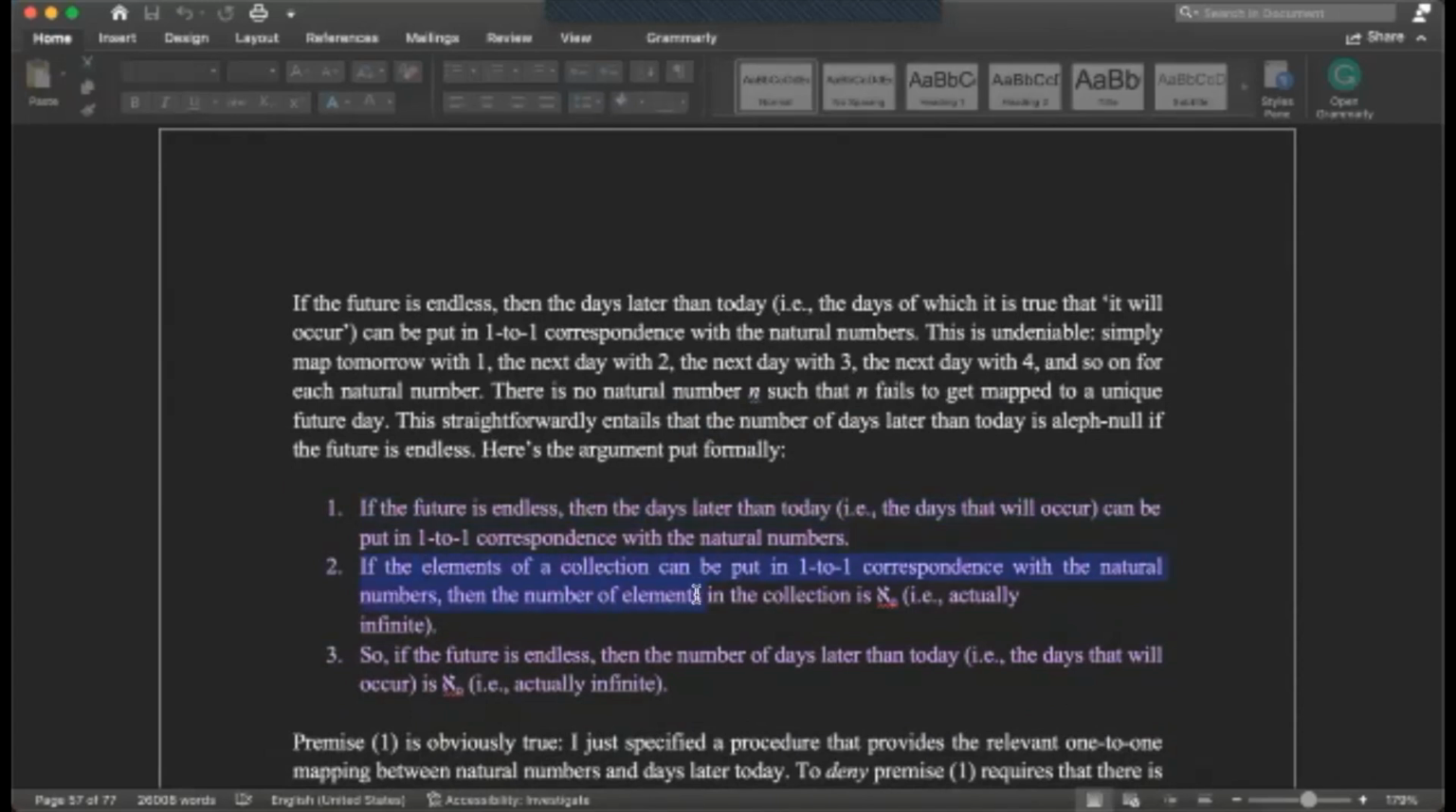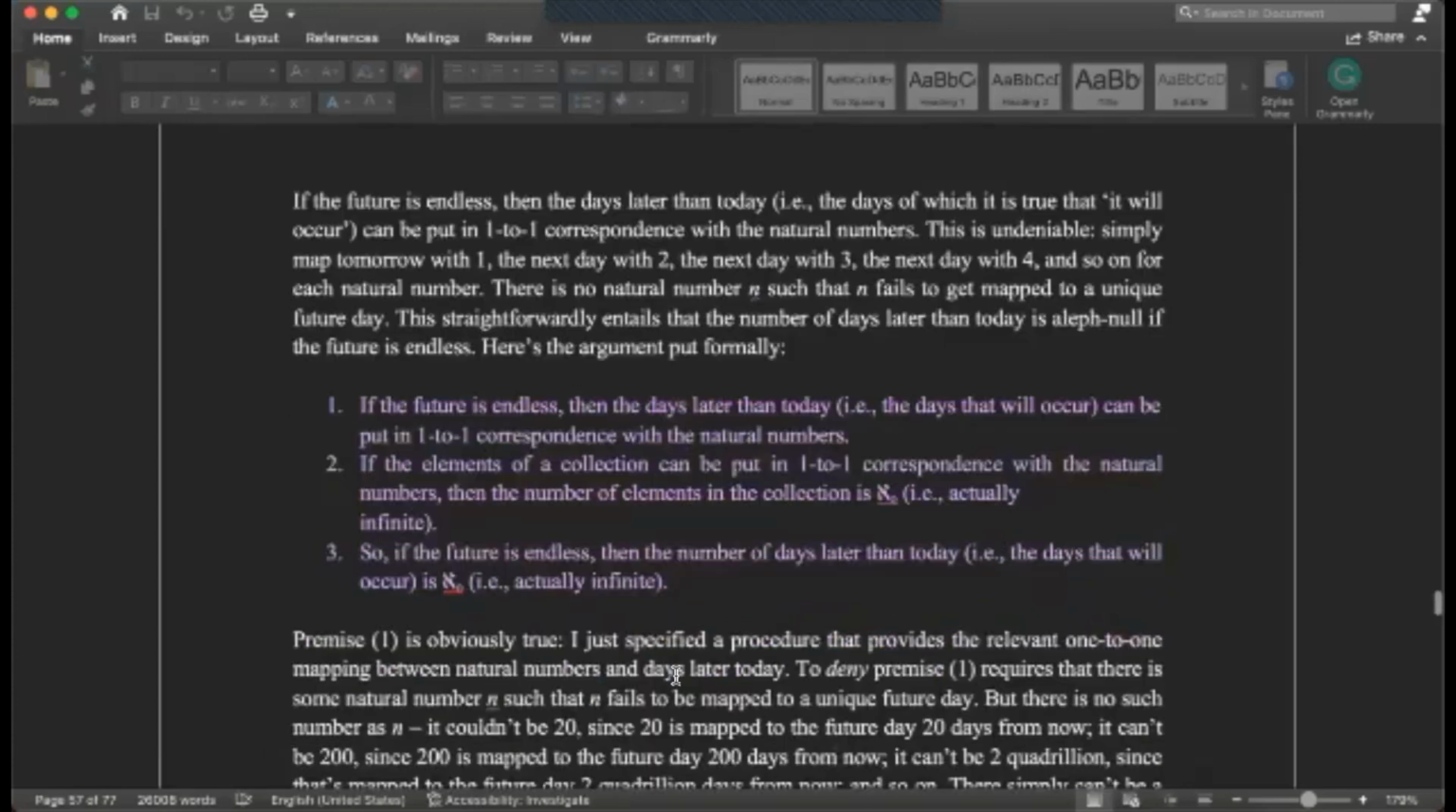2, if the elements of a collection can be put in one-to-one correspondence with the natural numbers, then the number of elements in the collection is Aleph null, that is, actually infinite. So, if the future is endless, then the number of days later than today, that is, the days that will occur, is Aleph null, that is, actually infinite.